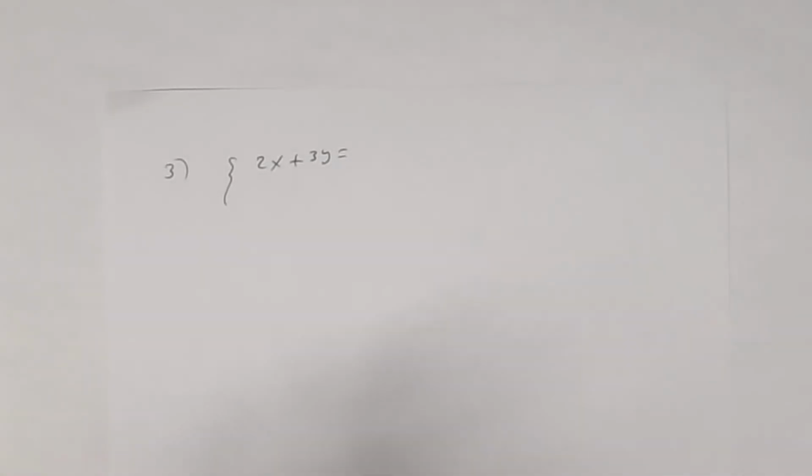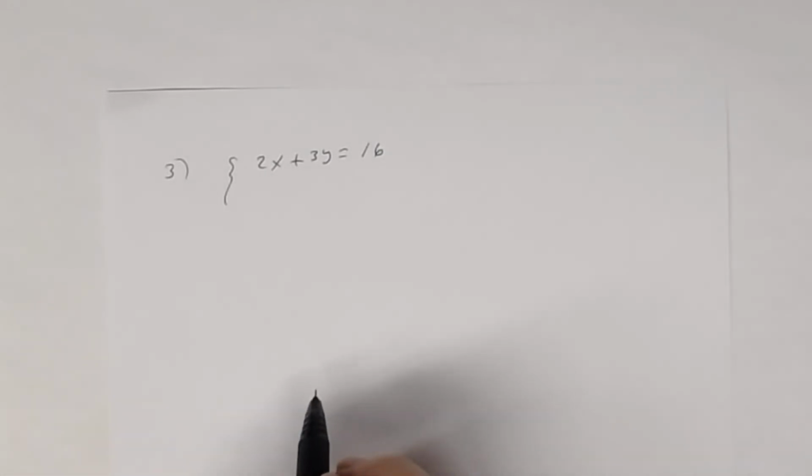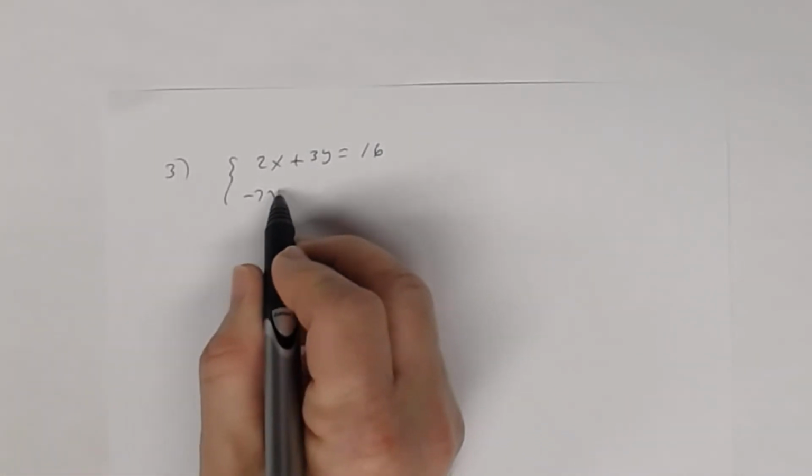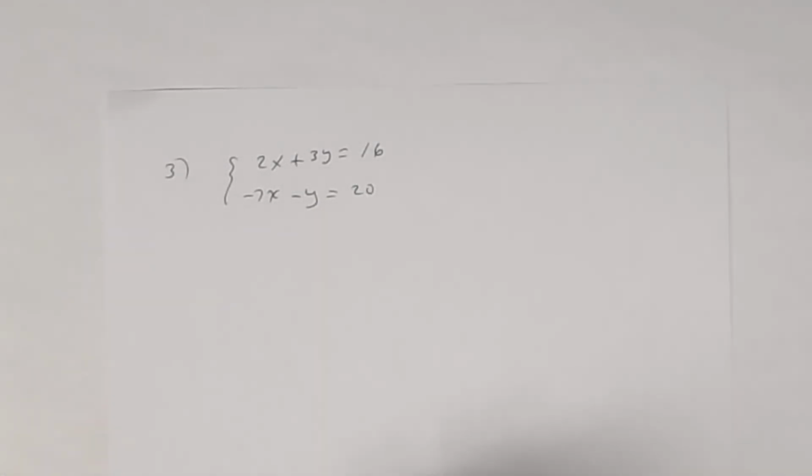Let me make sure that's correct before I go on. All right, let's just double check. All right, so that's actually 16. All right, 16. And then the other one is -7x minus y equals 20. All right, so we're going to do this by substitution.